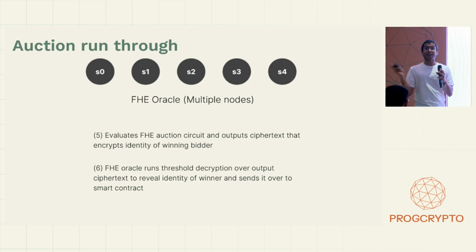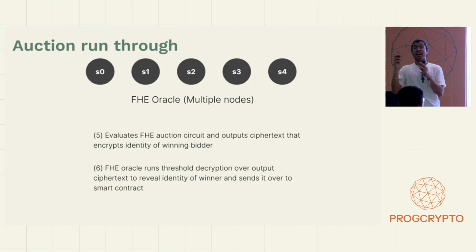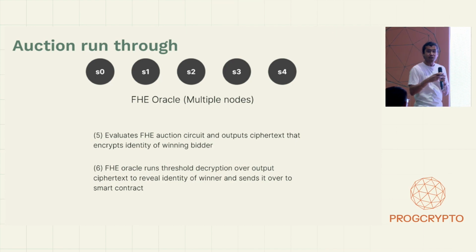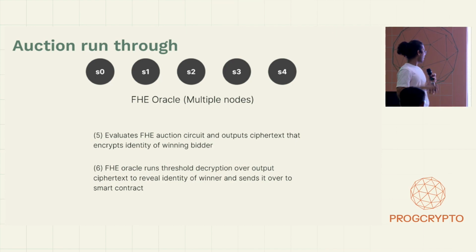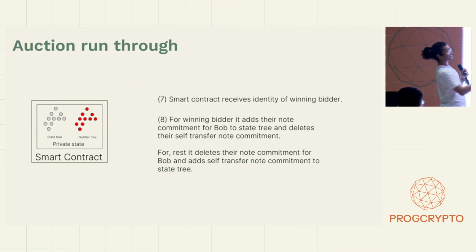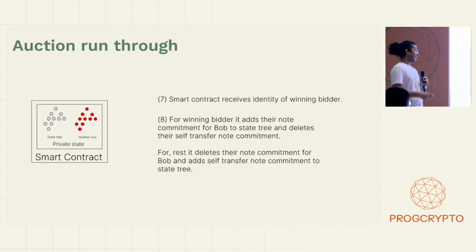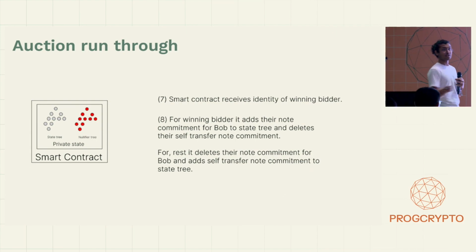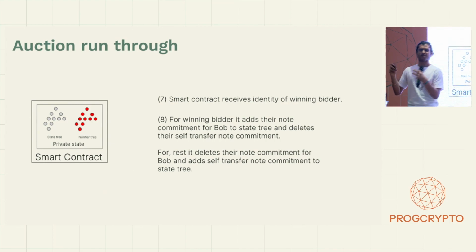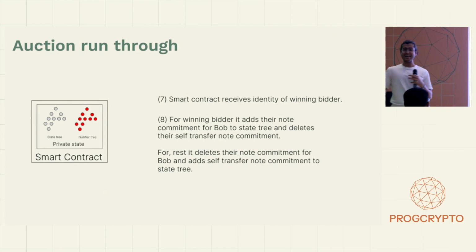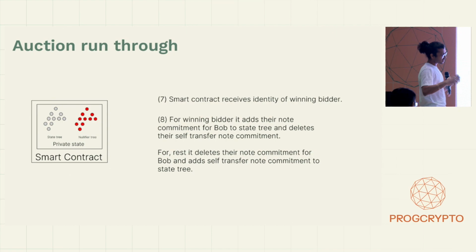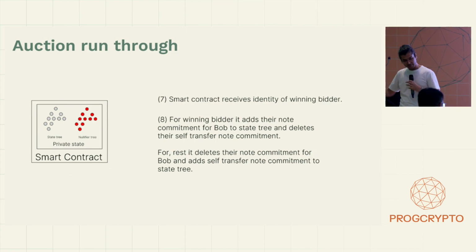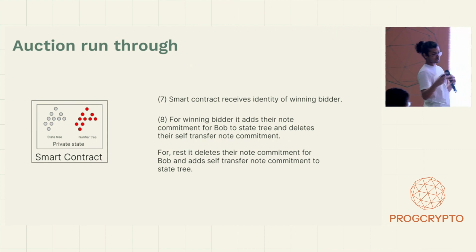And then they perform threshold decryption on the identity ciphertext to reveal the identity of the winning bidder and send it over to the smart contract. And then the smart contract receives the identity of the winning bidder. And for the winning bidder, the smart contract would take their commitment to Bob and add it to the state tree. So this is essentially a transfer of the winning amount to the state tree, and delete their self-transfer commitment. And for the rest of the losing bidders, it would take their commitments to themselves, like a self-transfer commitment, and add it to the state tree. And for the rest of them, it would delete.